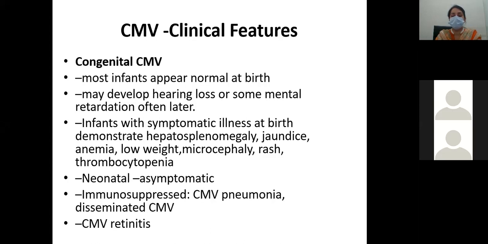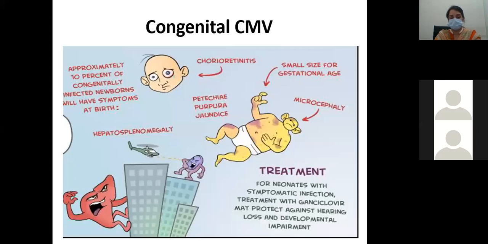And it can be asymptomatic in neonates, and in immunocompromised or immunosuppressed patients, there can be cytomegalovirus pneumonia, there can also be disseminated cytomegalovirus, and there can also be cytomegalovirus retinitis. The picture of congenital cytomegalovirus.